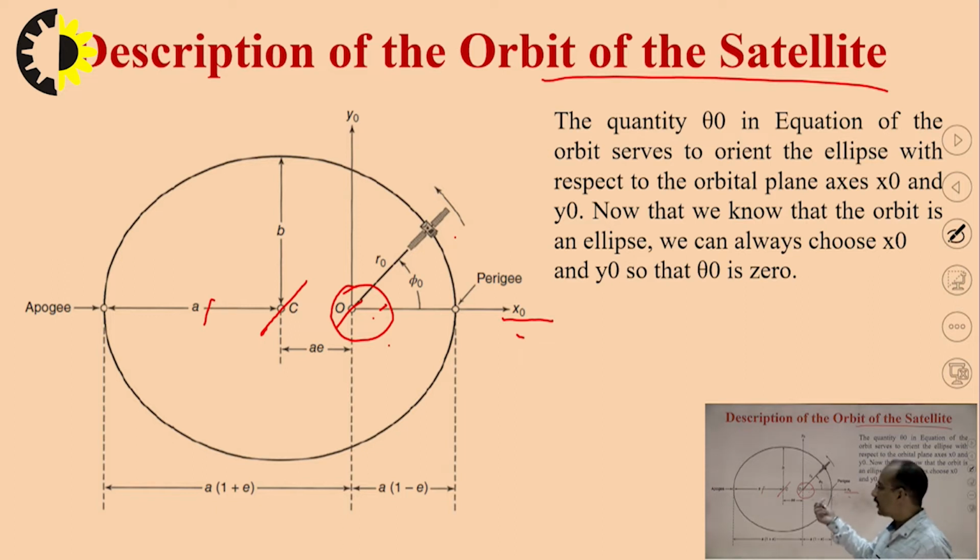Here the z naught axis is not shown. That z naught axis is just in the perpendicular direction of the x naught y naught plane, coming out from this board. So you can see that this is the location.